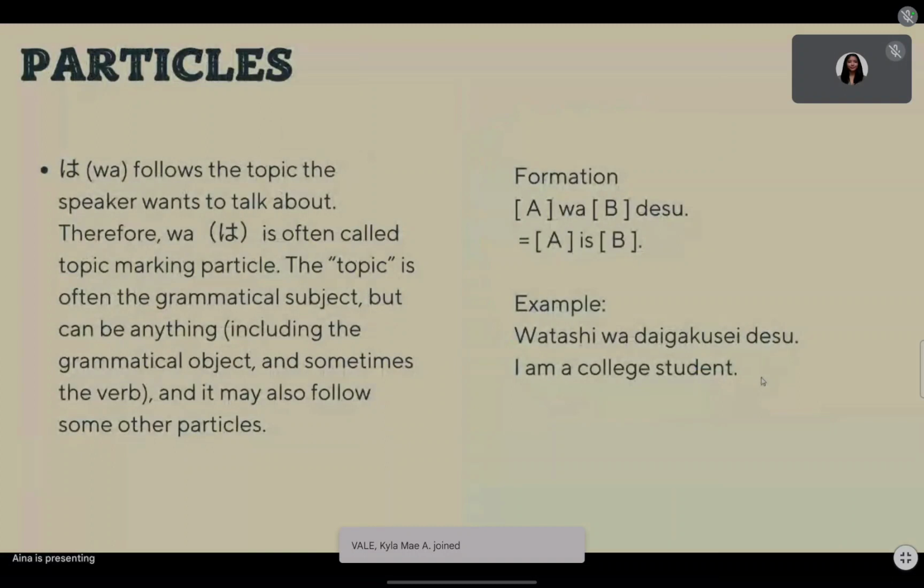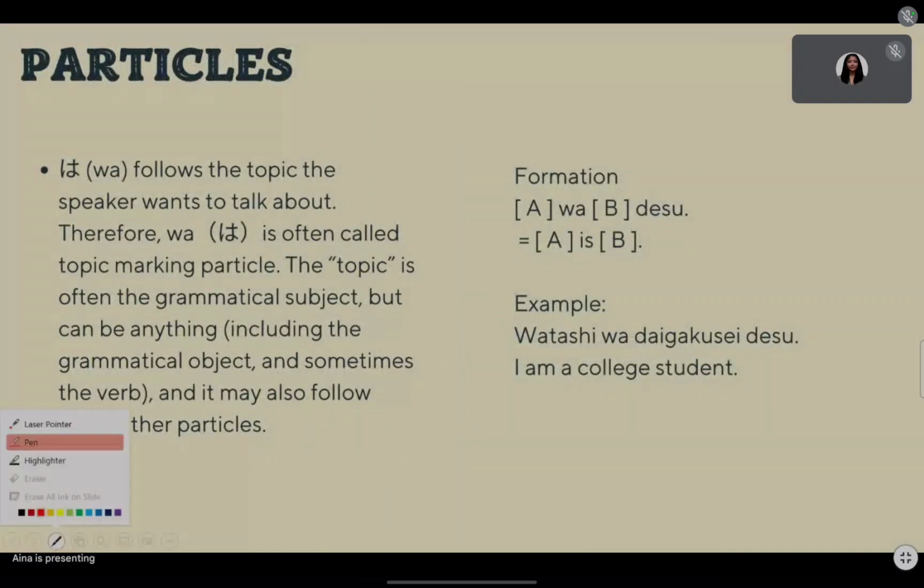So, and then we have the particle. So, take note of this, ha, guys. Look at the wa. It spells ha, pero pag particle, it reads as wa. Okay, so it follows the topic the speaker wants to talk about. So therefore, wa is often called topic marking particle. The topic is often the grammatical subject but can be anything, including the grammatical object and sometimes the verb.